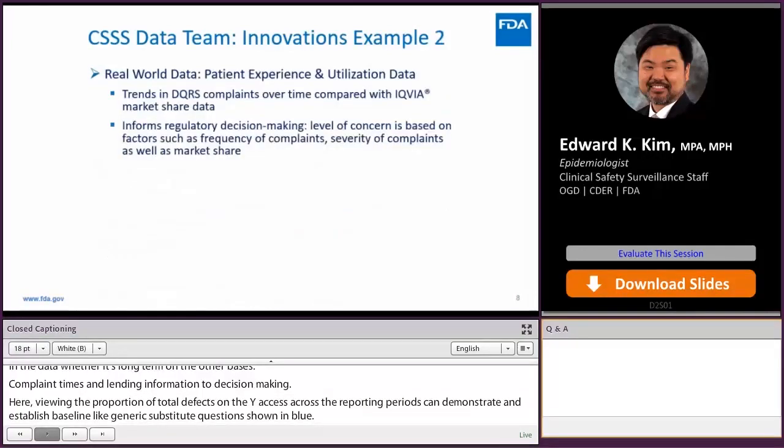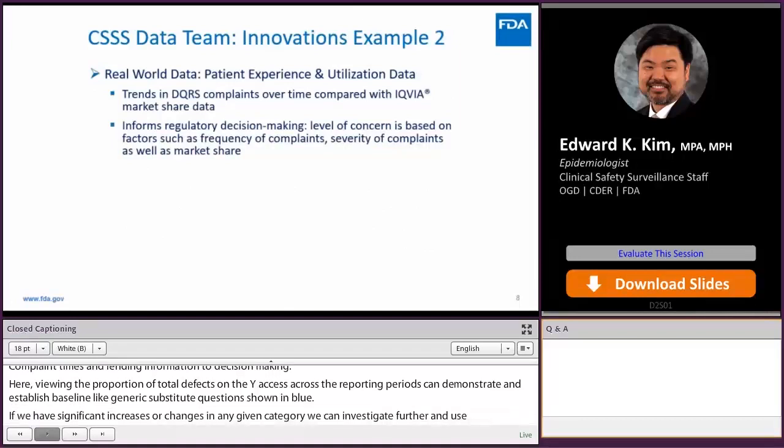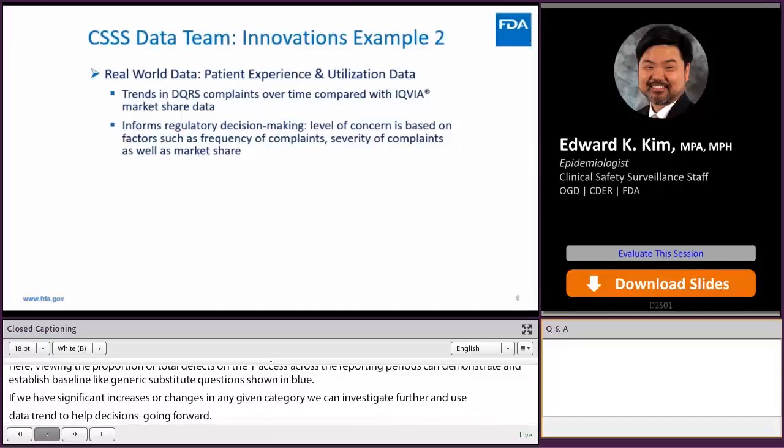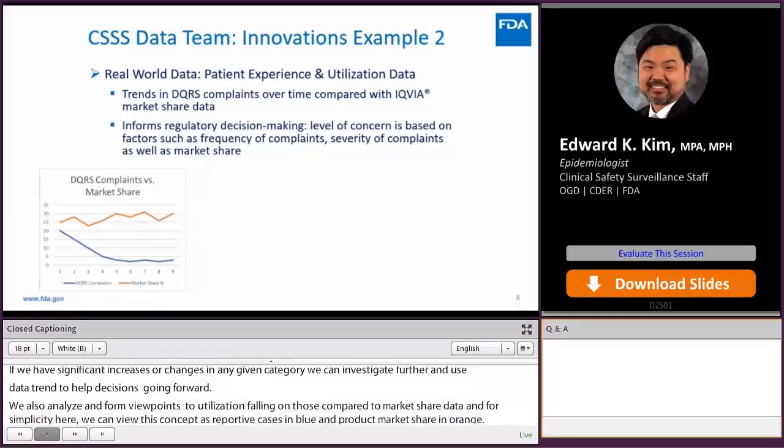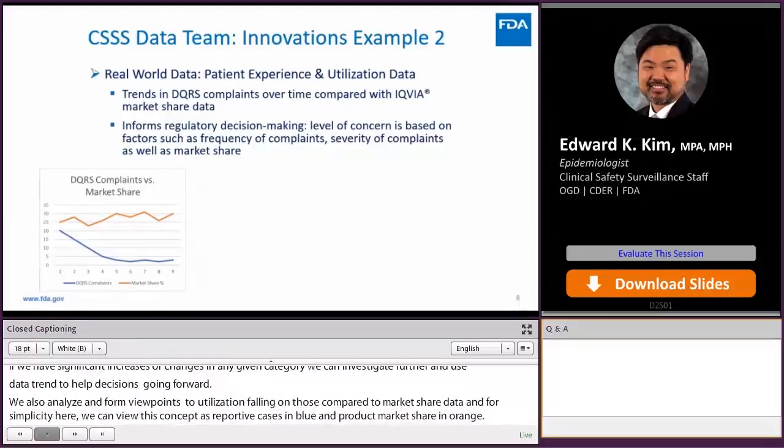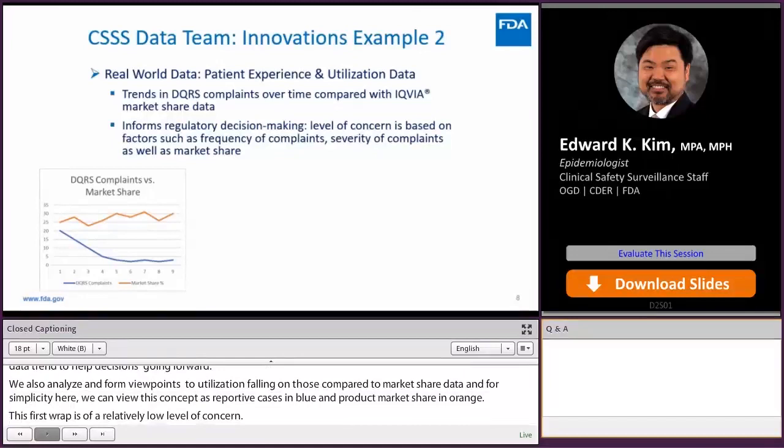We also leverage data sources to analyze and inform viewpoints into patient experiences and utilization. Following on with this example, we used trends in DQRS complaints over time compared with IQVIA market share data. And for simplicity here, we can view this concept as reported cases in blue and product market share in orange. This first graph is of relatively low level of concern. The frequency of complaints for this hypothetical product decreases while its market share stays relatively level over time.